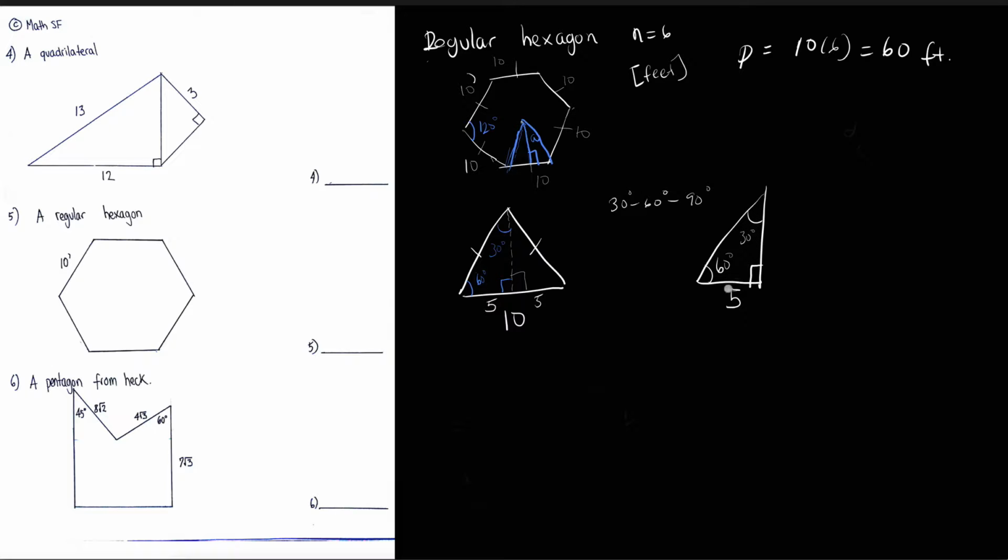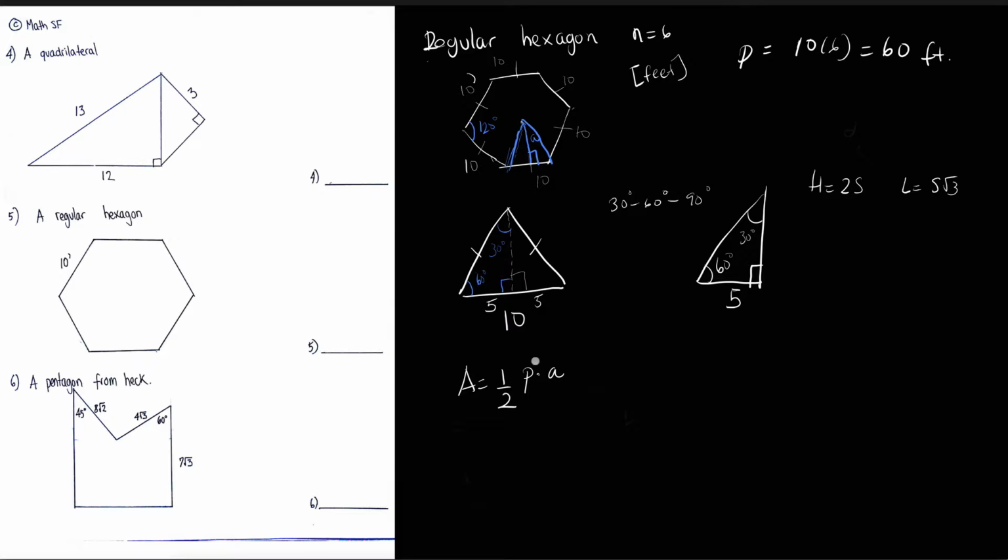Now we have one side. We're able to find the other sides. Recall that the hypotenuse is equal to twice the short side, and also that the long side is equal to the short side times √3. What we're actually looking for is A, because to find the area of a regular polygon, recall that the area is equal to 1/2 the perimeter times the apothem, 1/2 PA.